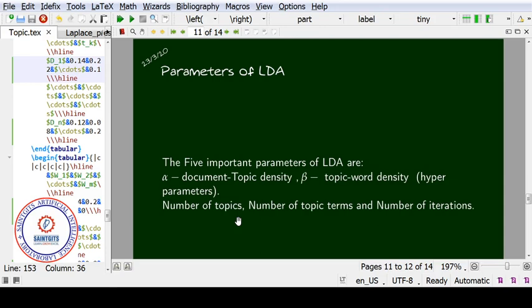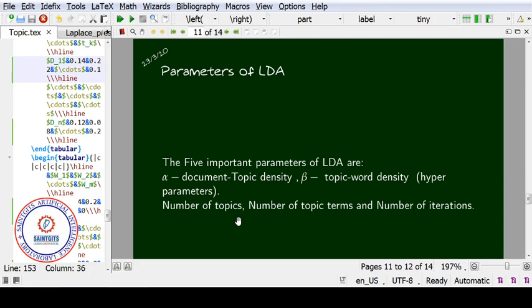If we ask for more topics, the words are classified into more subgroups. If the number of topics is minimal, the whole set of words is distributed into a minimum number of classes. The next is the number of topic terms, that means how many words should be in each topic. If this number is small, each topic contains only a small number of words. That again leads to some missing words. Some words may be exempted from classification.